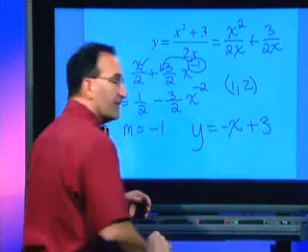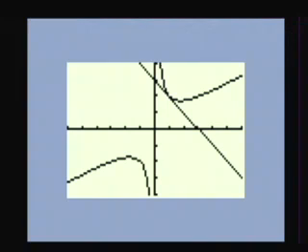Now, let's see if the graph supports that. If we look at the point (1, 2) and the tangent line there, we can see that the tangent line has a slope of negative 1 because it's negative 3 over 3, and of course the y-intercept of 3. So the graph does, in fact, support what we were trying to do.